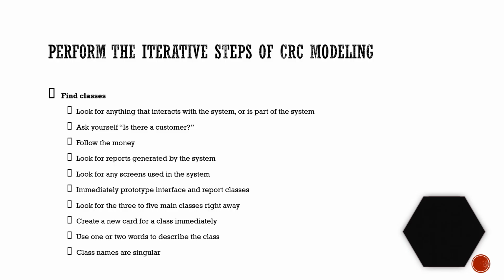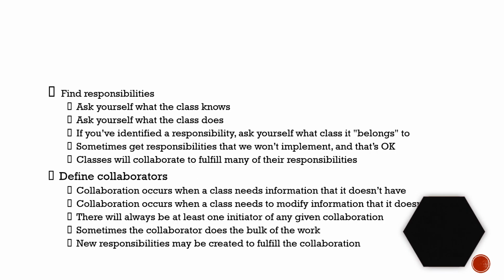There will be iteration performed on the CRC. Find classes. Look for anything that interacts with the system or a part of the system. Ask yourself the question: is there a customer? Follow the money. Look for the reports. Look for the screens. Immediately prototype interface and report classes. Look for the 3 to 5 main classes right away. Create a new card for a class immediately. Use 1 or 2 cards to describe the class, and class names are singular. Define responsibilities. Ask yourself what the class knows and what the class does not know. And some collaboration: what the class does not know comes in the collaboration.